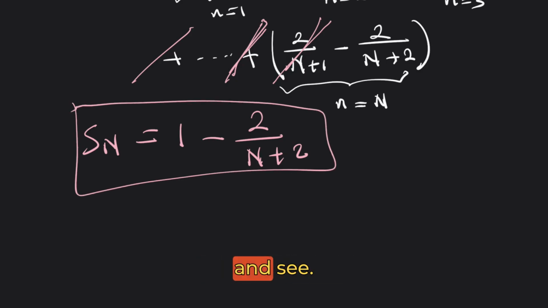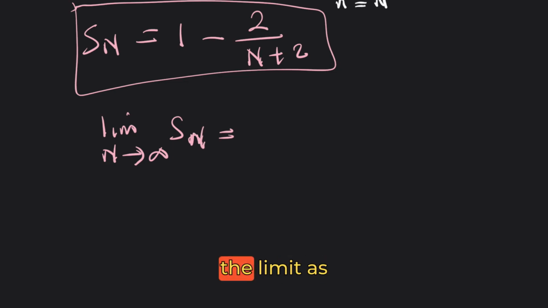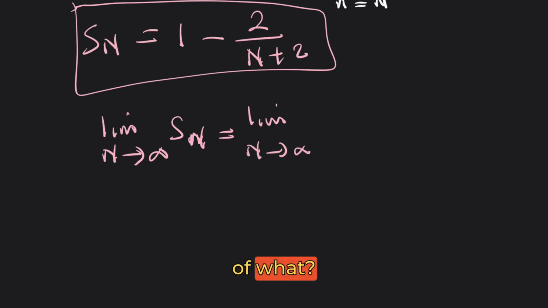Now, let us go ahead and see. We want to decide whether this thing converges or not, right? We can only decide if we take n large enough. What taking n large enough means is finding the limit as n goes to infinity. So this is Sn, capital N. This is just the same as taking the limit as n goes to infinity of 1 minus 2 over n plus 2.